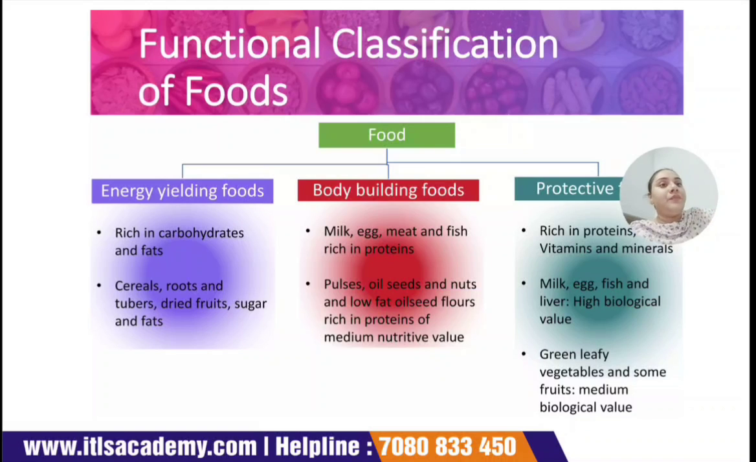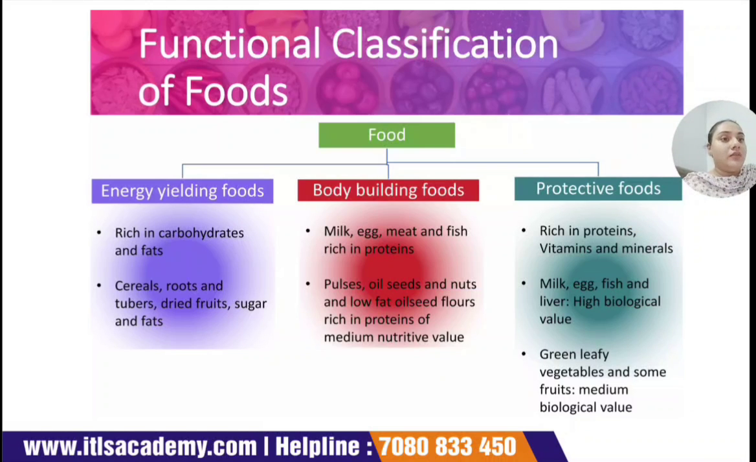So this is all about the food groups. Now, the functional classification of the food. The food is classified into three parts: energy yielding foods, body building foods and protective foods. The energy yielding foods are rich in carbohydrates and fats. They include cereals, roots and other tubers, dried fruits, sugar and fats.